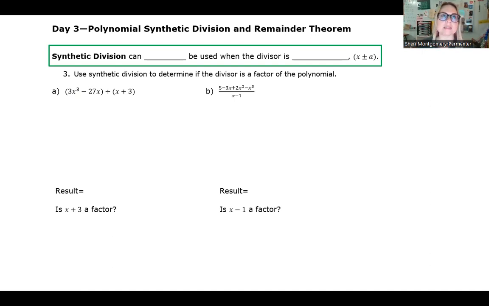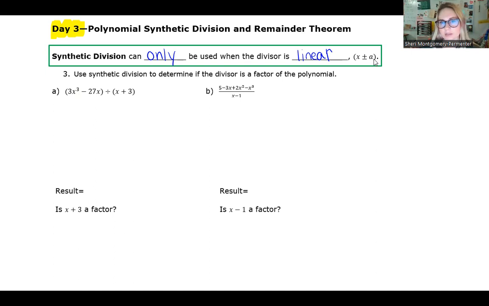So this is day 3. Like I said, there's a day 2 and a day 3. Make sure that you're on the side that says day 3. So synthetic division can only be used when the divisor is linear. What that means, linear, is that this part right here, the x plus or minus, and the divisor is what you're dividing by.